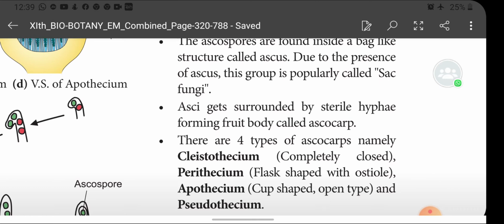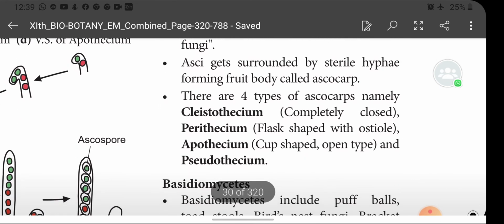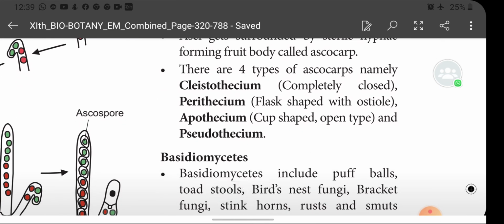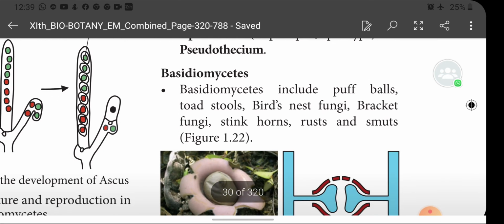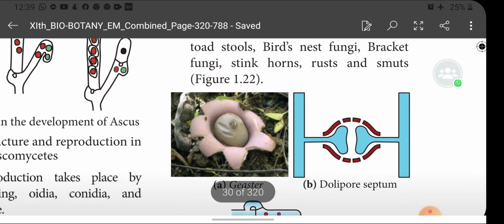Due to the presence of the ascus, this group is popularly known as what? Sac fungi. Why are ascomycetes popularly known as sac fungi? Due to the presence of a sac called the ascus. The asci are surrounded by sterile hyphae forming a fruit body called an ascocarp. There are 4 types of ascocarps, namely cleistothecium, perithecium, apothecium and pseudothecium. And basidiomycetes include puffballs, toadstools, bird's nest fungi, bracket fungi, stink horns, rusts and smuts.